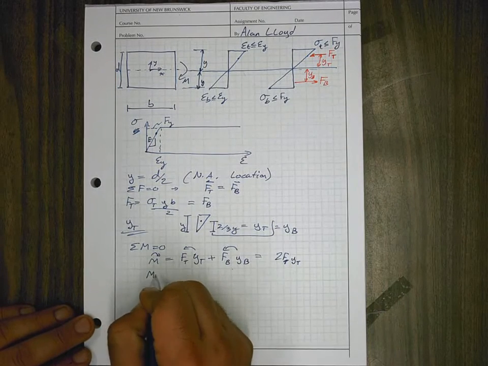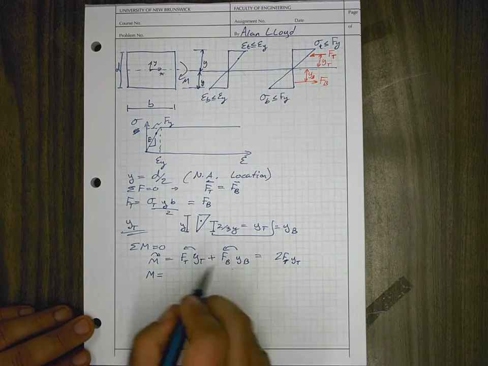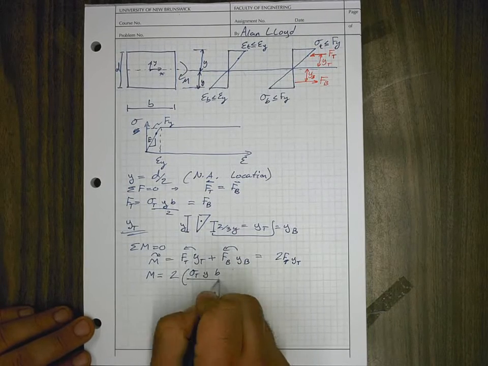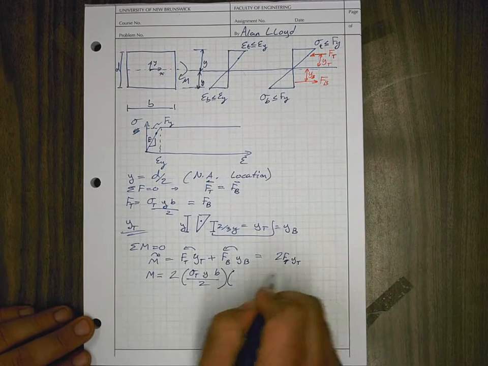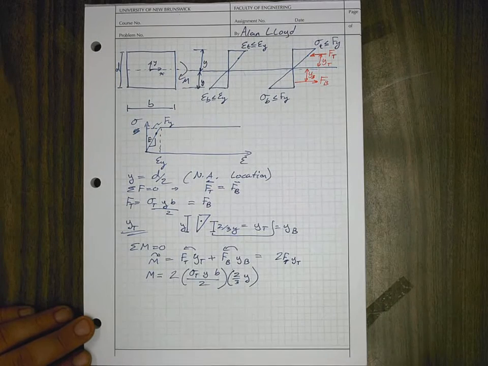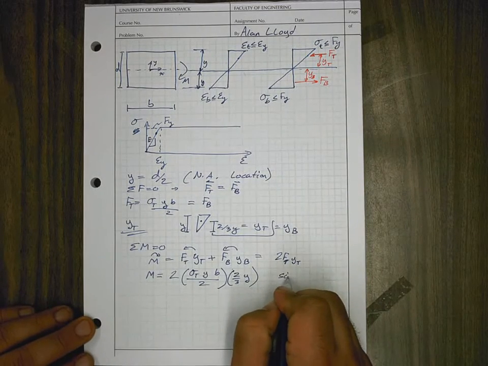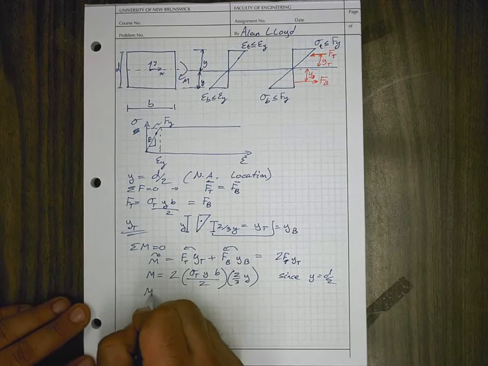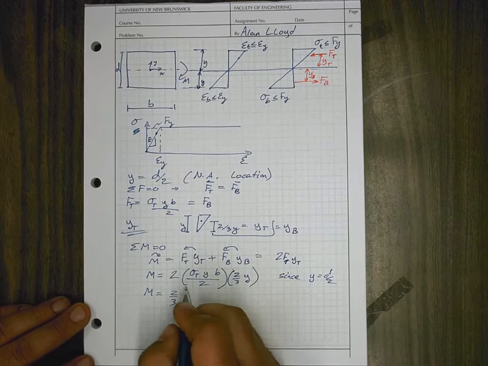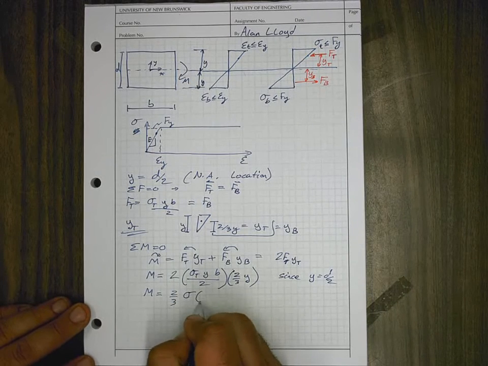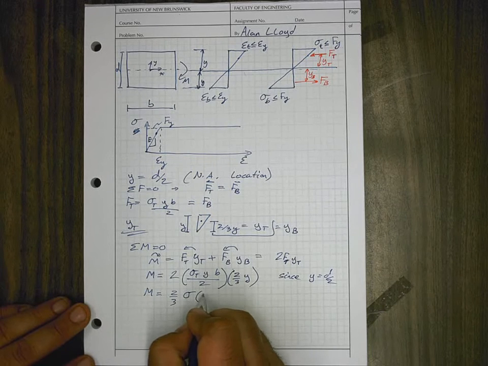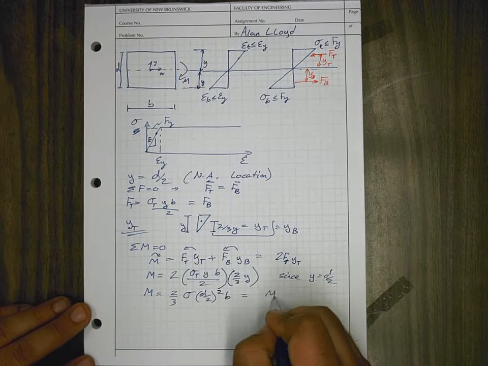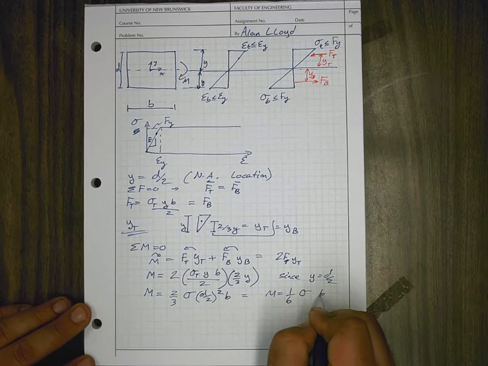So we could expand this out and say moment is equal to 2 Ft, which we already defined as sigma t y b over 2, multiplied by y top, which we've defined as 2/3 y. And since y is simply equal to d by 2, we could rewrite this in those terms and find that moment is equal to 2/3 stress multiplied by d over 2 squared times b. And this is equal to, moment is 1/6 stress b d squared.